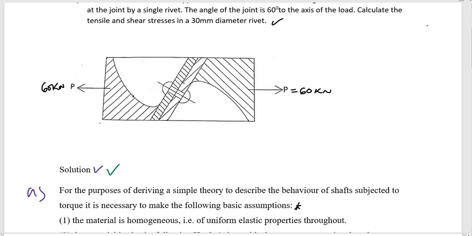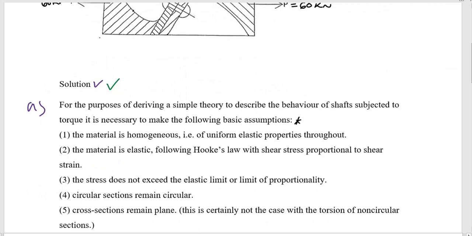Now this is the member that has a joint which is a riveted one, and the load is applied here and it is tensile. Now they are saying the joint makes an angle of 60 degrees with the axis of load P. Let us look at the solution of these problems.